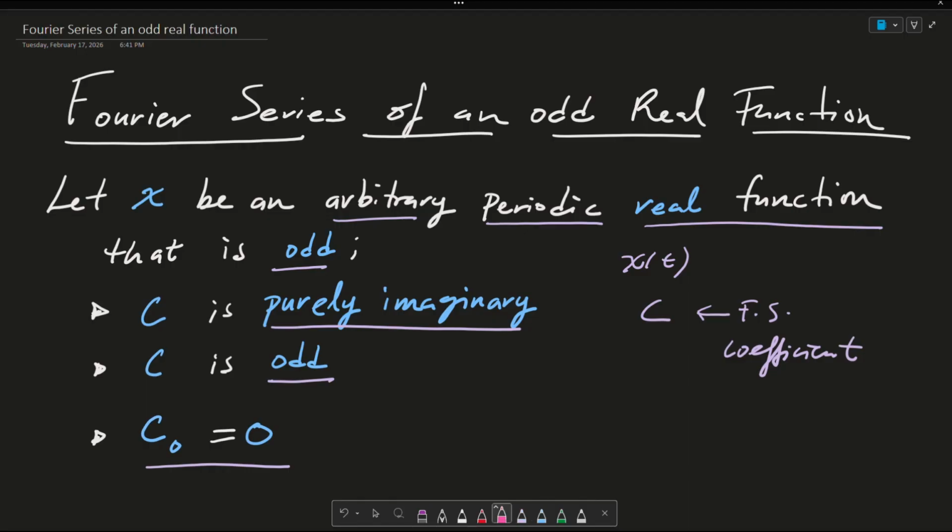So again, just to be clear, the three things we want to prove in this video is that the Fourier series coefficient of any arbitrary periodic real function that is odd is 1, purely imaginary, 2, odd, and 3, 0 when k is equal to 0.